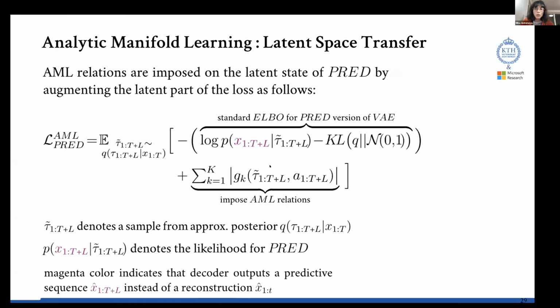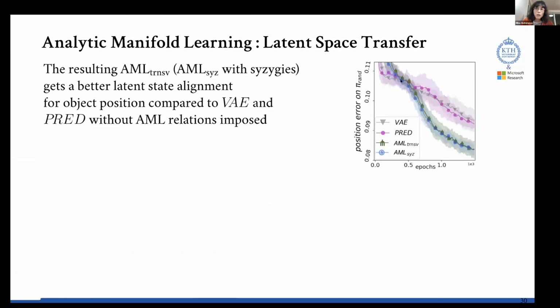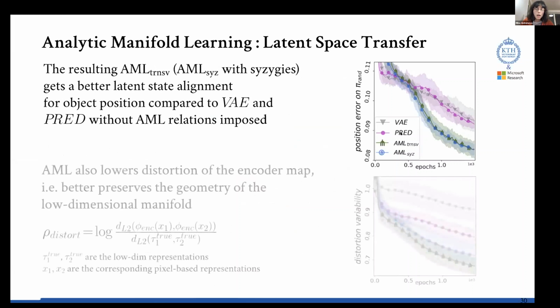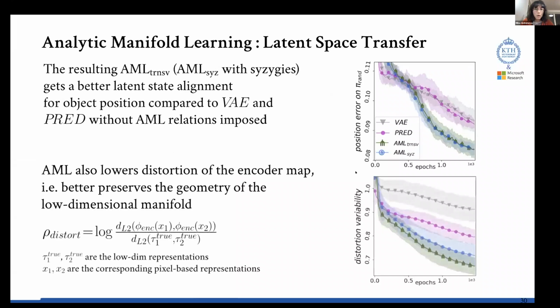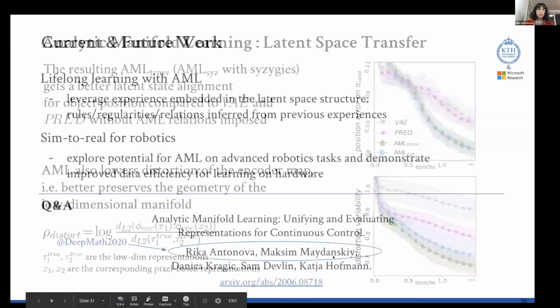And then with that, we can show that, one, we can now much faster get to the position of the object that we're trying to track showing up in our latent space data. And we also get an encoder map. So in the VAEs, we have an encoder and decoder map. And we have an encoder map that maps from the high dimensional to the low dimensional space that has better properties in terms of this particular distortion metric. So that's where we wanted to take it.